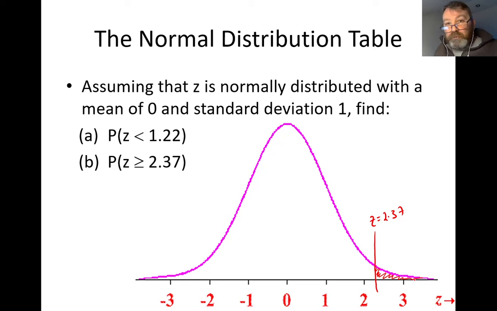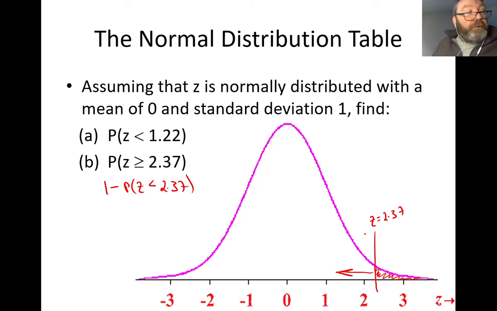But tables don't read to the right hand side. I cannot go to the right, I can only go to the left. And this is where symmetry has to come in, okay? Because that shaded region there is the same as the whole curve minus what is to the left of 2.37, okay? So I'm going to rewrite this as 1, which is the entire curve, minus the probability of z being less than 2.37.